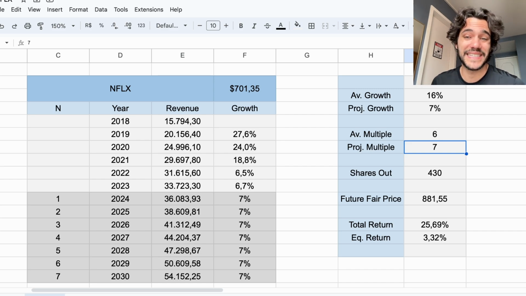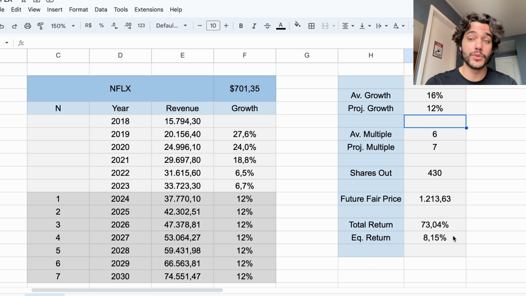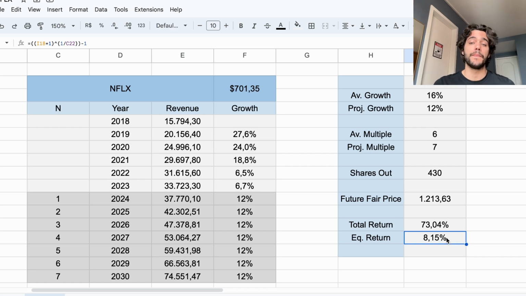For this stock to make sense right now, you would need to have much more aggressive expectations. So you would need to be counting on, let's say, a 12% growth rate. Now it would make more sense because this way your equivalent rate of return would be 8.15%. Now this makes much more sense. But even so, I still think this is a low rate of return to take on the risk of investing in stocks.